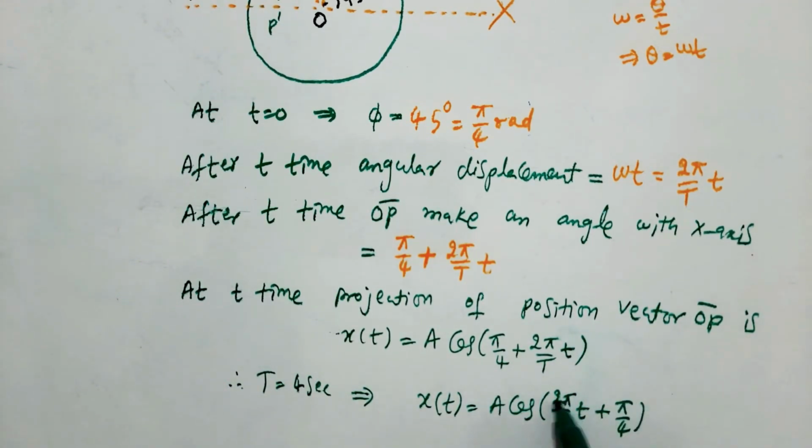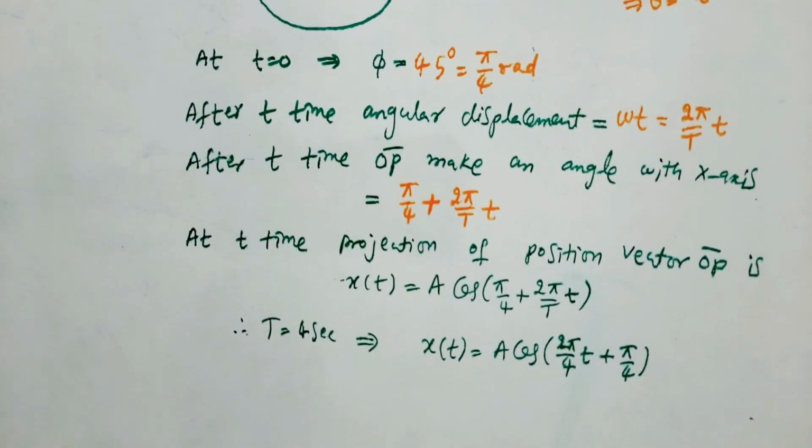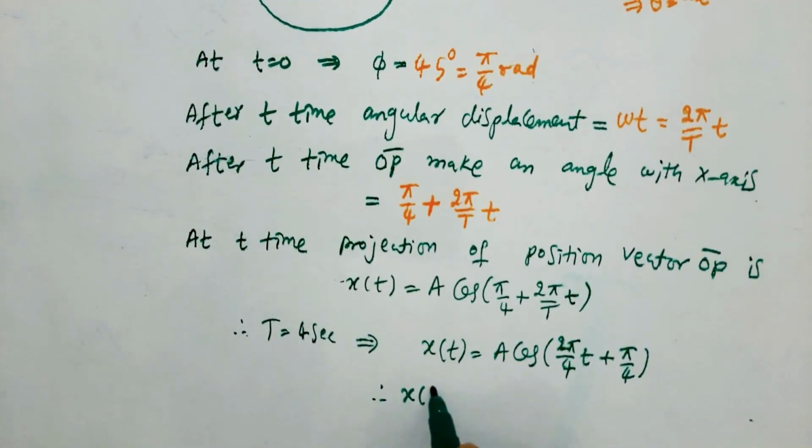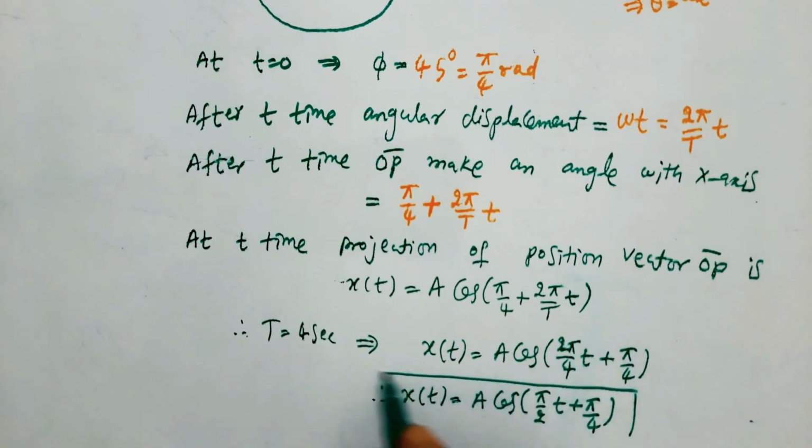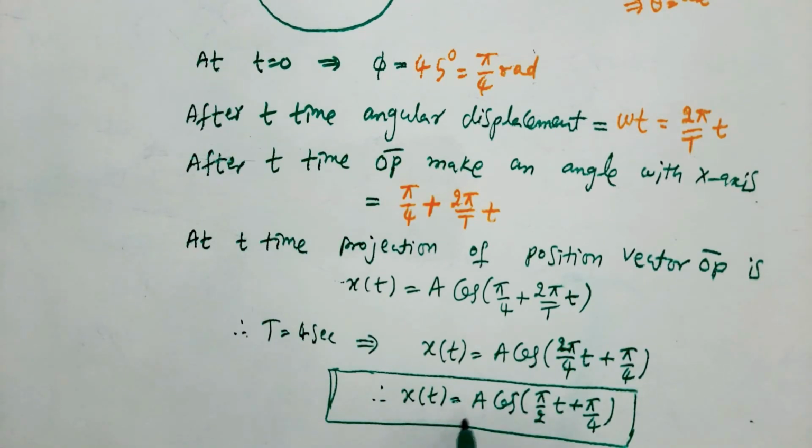Here 2 ones are 2, 2 twos are 4. Therefore x of t is equal to A cos of pi by 2 t plus pi by 4. So this equation represents simple harmonic motion with amplitude A, angular frequency pi by 2 and initial phase pi by 4.